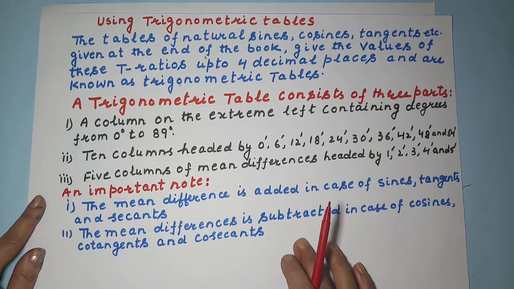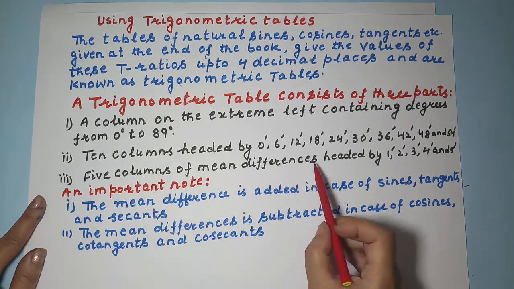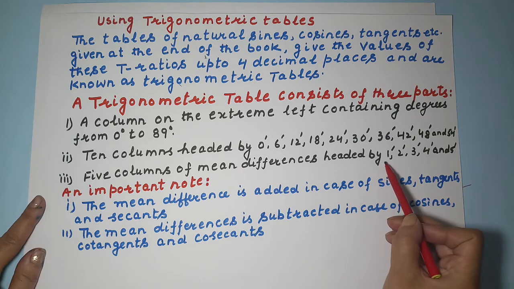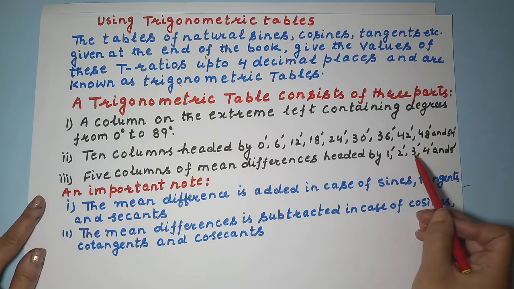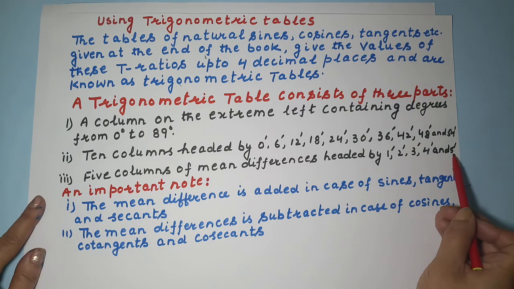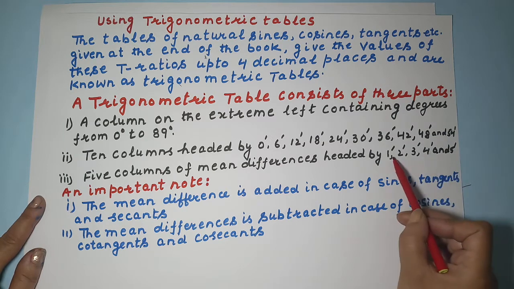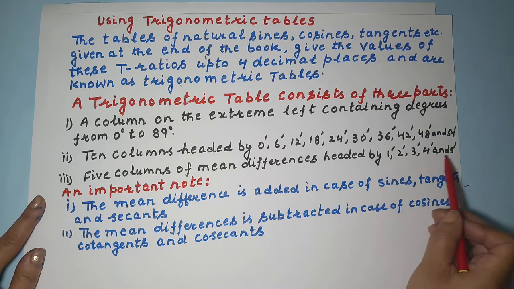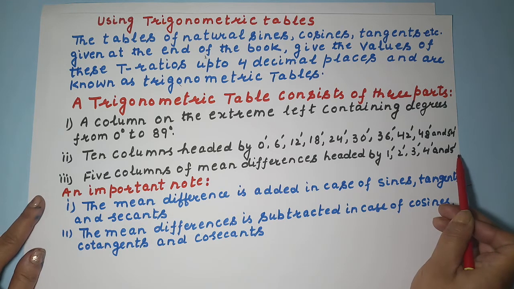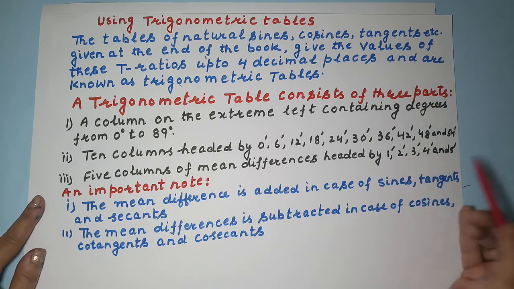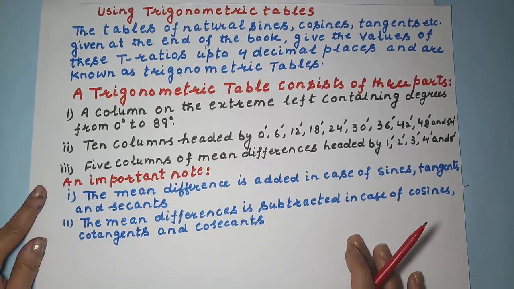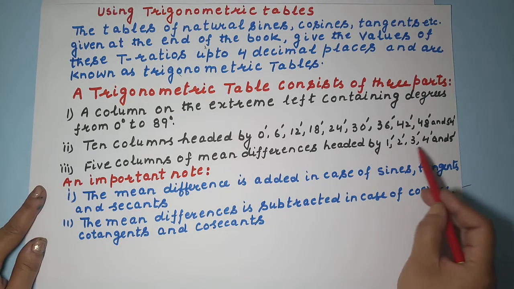Then after that, there are 5 columns of mean differences which are headed by 1 minute, 2 minutes, 3 minutes, 4 minutes and 5 minutes, right? The values from these have to be used as 0.000something. They are very small values and we usually use them for adjustments.